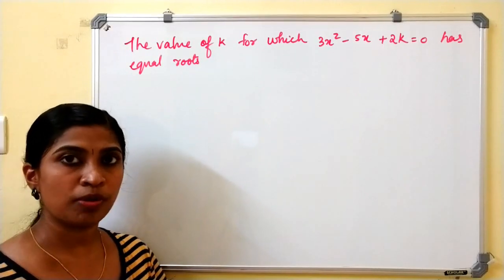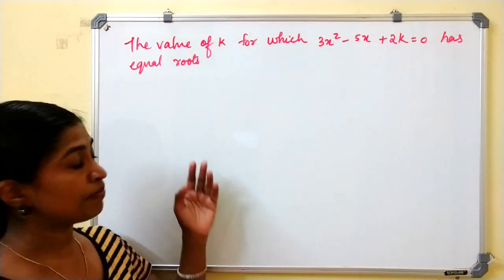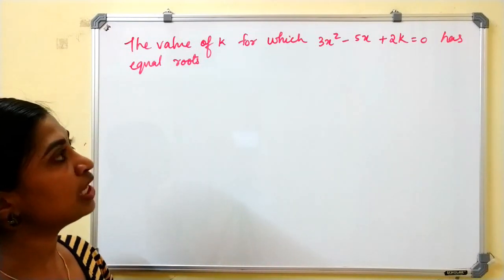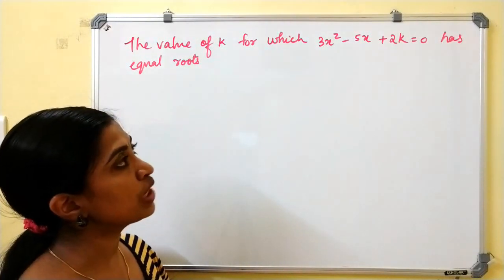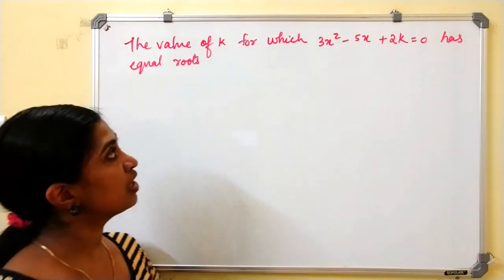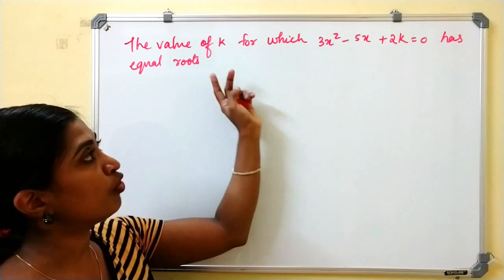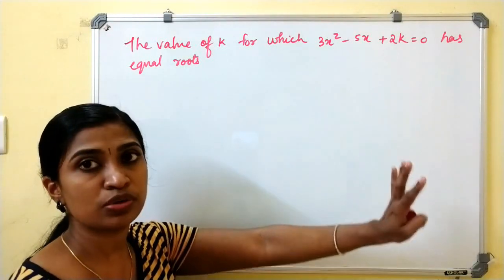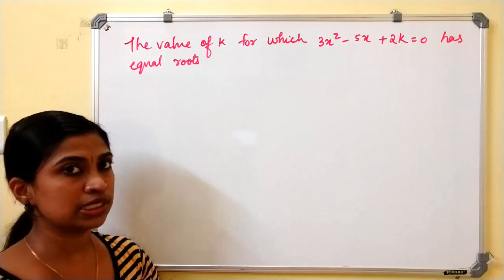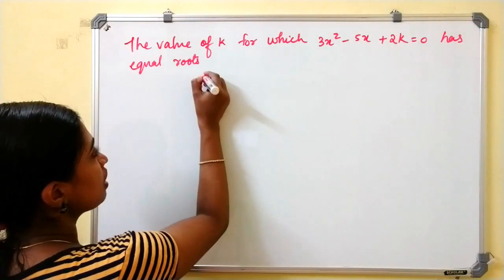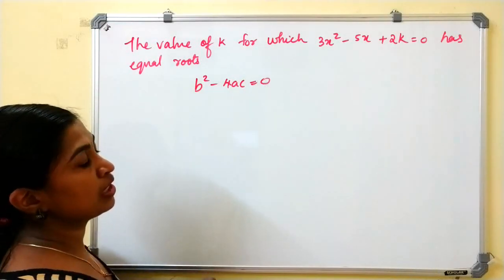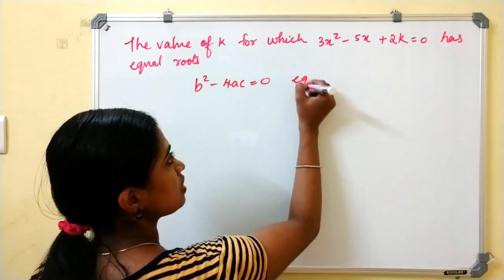Now we can do a problem based on this concept. This is a previous year RRB question. The value of k for which 3x square minus 5x plus 2k is equal to 0 has equal roots. Here we are asked to find the value of k for which this quadratic equation has equal roots. A quadratic equation has equal roots when the discriminant is equal to 0, that is b square minus 4ac is equal to 0.